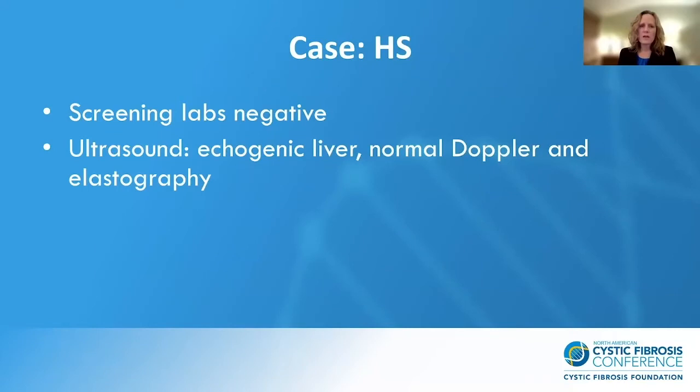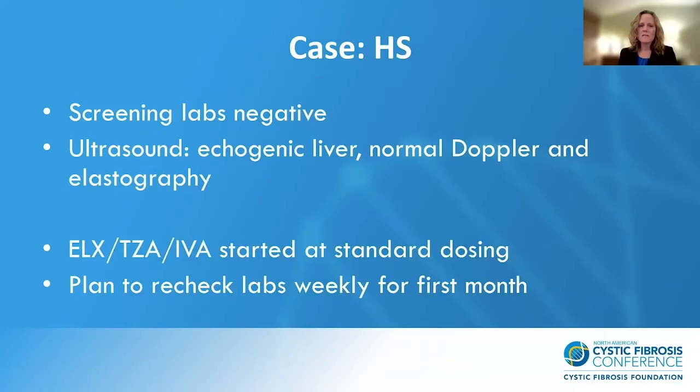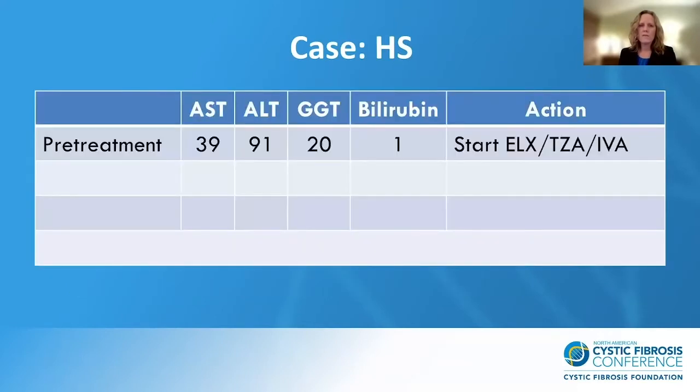Going back to HS, her screening labs were negative. Her ultrasound showed an echogenic liver with normal Doppler and elastography. Elex-Tez-Iva were started at standard dosing because she was a Child-Pugh A, with a plan to recheck labs weekly for the first month. These were her pre-treatment labs.